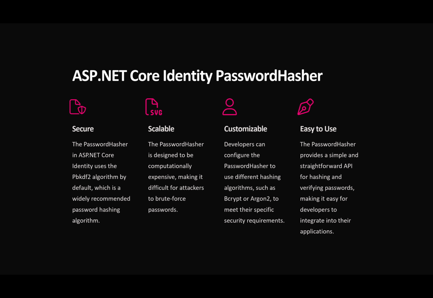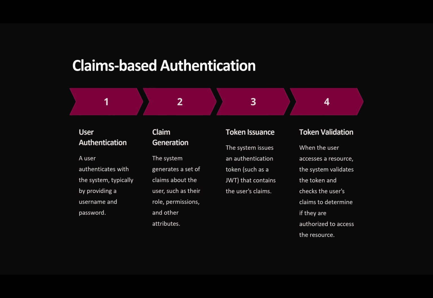Lastly, let's explore claim-based authentication and authorization. So, claim-based authentication involves generating a set of claims about the user, such as their role, permissions, and attributes, and issuing an authentication token like a JWT containing these claims. Claim-based authorization allows the application to make access control decisions based on the claims in the user's authentication token, providing a flexible and scalable approach to access control.